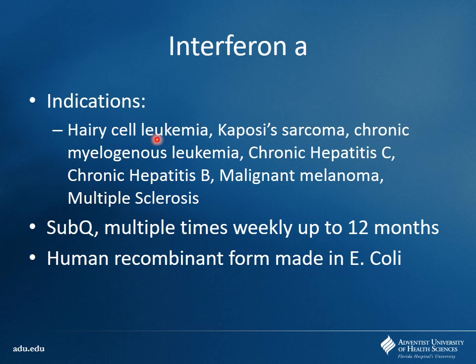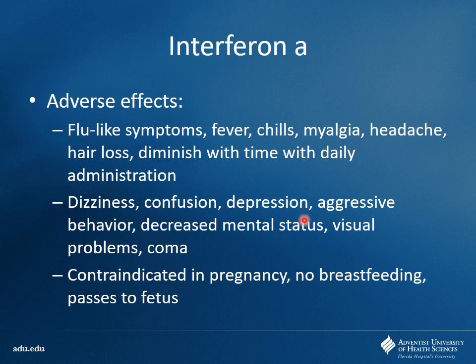So you can see it used for things like hairy cell leukemia and Kaposi's sarcoma. You know who gets Kaposi's sarcoma? Yeah, AIDS patients typically develop that. But we'll also see it being used for things like hepatitis C and B a little bit later on. Again, these are proteins. They have to be injected, but these tend to be a lot more immunogenic, mainly due to the fact that it's made from E. coli, so some of those proteins there can have a potential reaction.